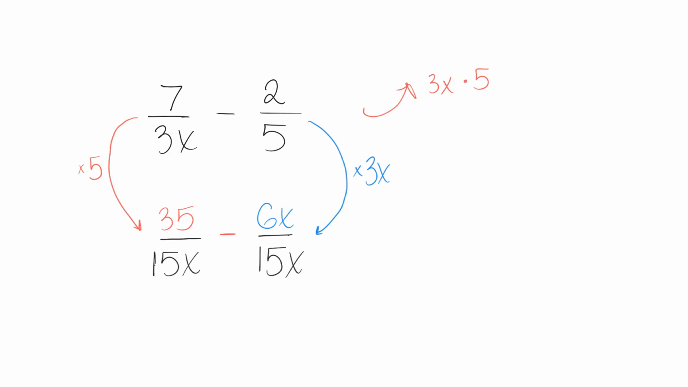So now that I have common denominators, I can subtract. These are not common. These are not like terms. So I'm just going to have 35 minus 6x over 15x. Now ask yourself if there's anything in the top that you could factor out and cancel. I don't think you're going to get any common factors here, 3, 5. So that's going to be your answer.